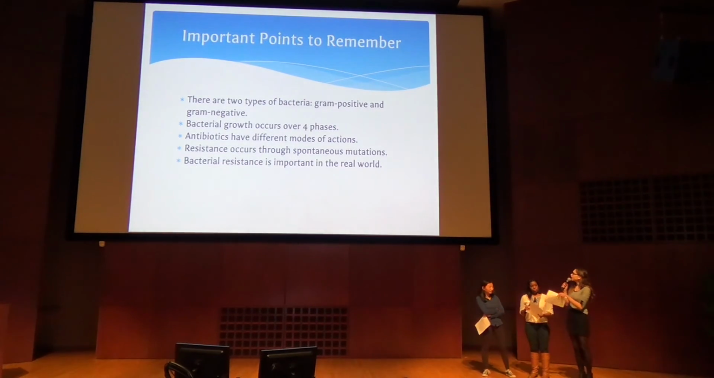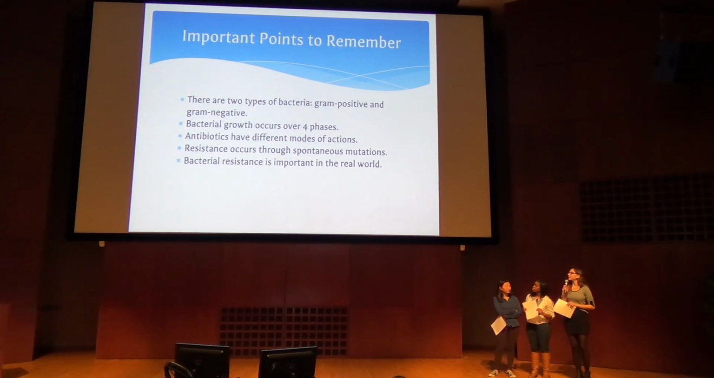Okay, so below are some important points that summarize this module. Again, there are two types of bacteria, gram-positive and gram-negative. And we also went over the 4 stages of bacterial growth. So that's lag, exponential, stationary, and death. And then finally, we applied what we learned in this unit to the real world and to medicine.